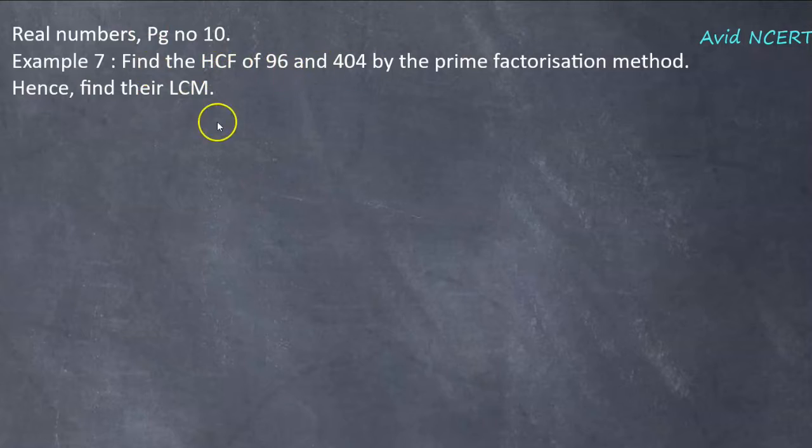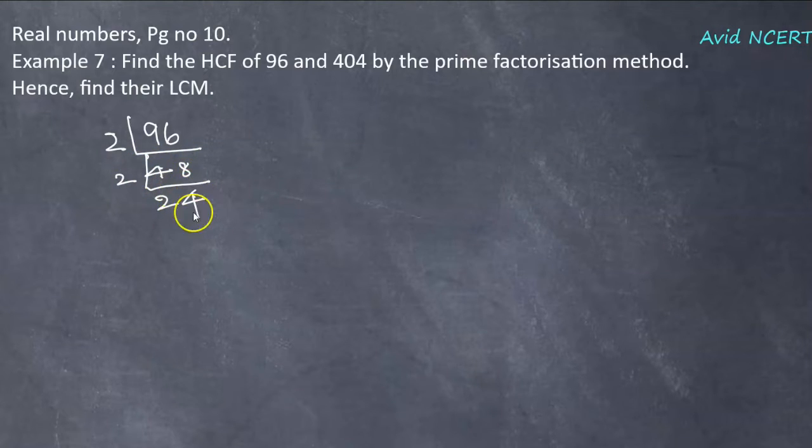So 96 and 404, let's start with 96. Start with the lowest number, 2. 2 fours are 8, remaining is 1. 2 eights are 16. 2 twos are 4. 2 fours are 8. 2 twelves are 24. 2 sixes are 12. 2 threes are 6. Since this is HCF, we can just leave it here, because for 3 it is again 3, no problem.